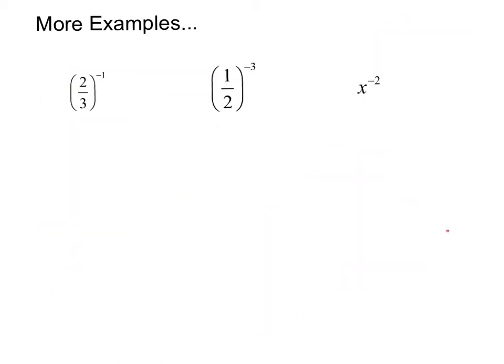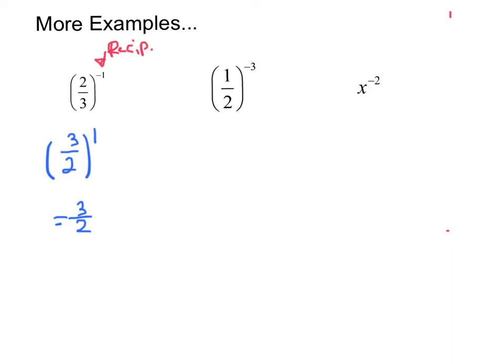Okay, so let's look at a couple more examples. Now we're looking at examples that aren't so cut and dry. They're not as straightforward. Remember I told you the negative 1 by itself simply means reciprocal. So what's the reciprocal of 2/3? You should tell me that this is 3 over 2 to the power of 1. Well, we know anything to the power of 1 is itself, so we get 3 over 2.